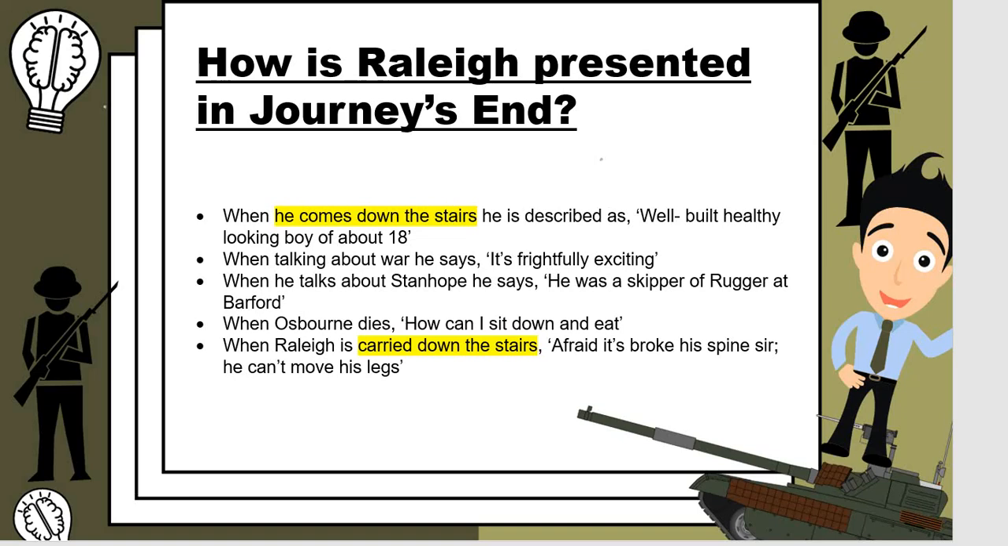When he talks about Stanhope early on, he says he was a skipper at rugger at Barford. So he knows who Stanhope is. In fact, Stanhope's dating his sister, and he's got these high aspirations, high hopes of Stanhope. He knows him, he admires him. Stanhope is one of the influences of why he's joined this battalion.